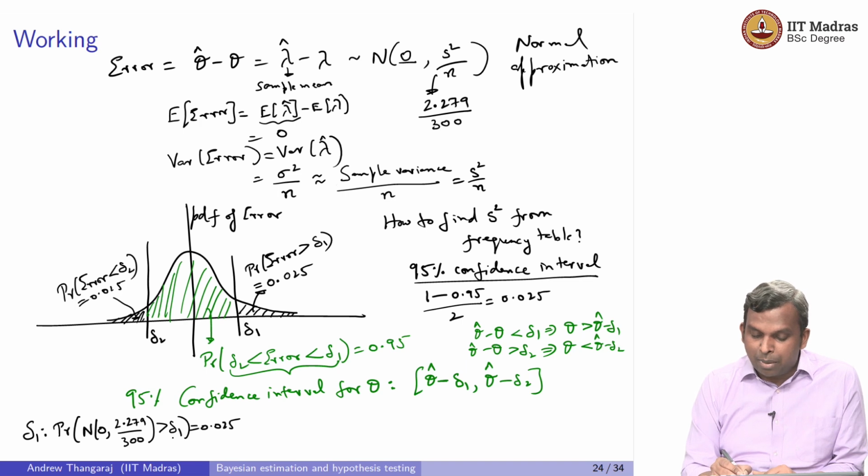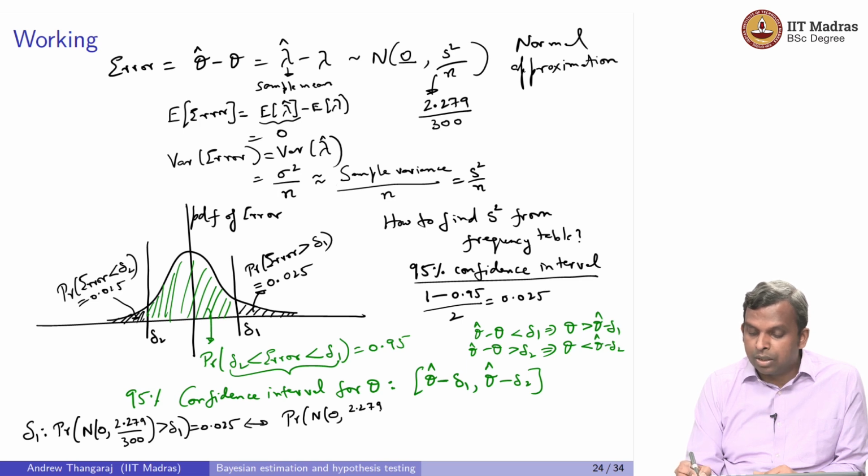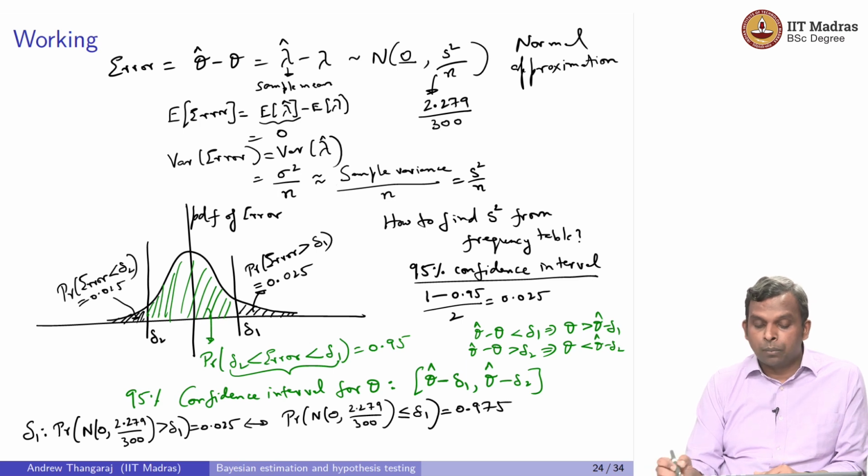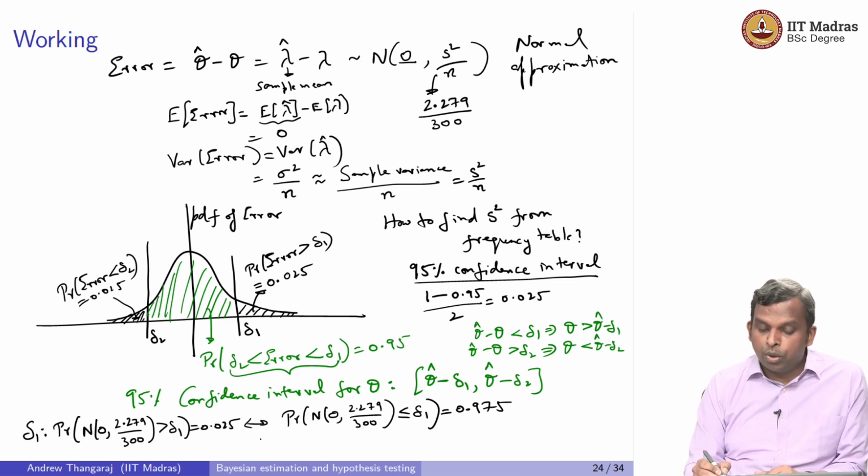So this is the same as, see now, probability of greater than delta 1 is the same as 1 minus the probability of this same guy being less than or equal to delta 1. So this is the same as the probability of a normally distributed random variable with mean 0 and variance 2.279 by 300 being less than or equal to delta 1, equal to 0.975. Okay. There is a similar statement for delta 2 you can make.